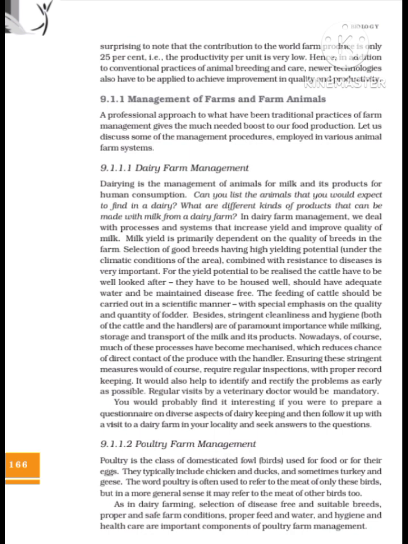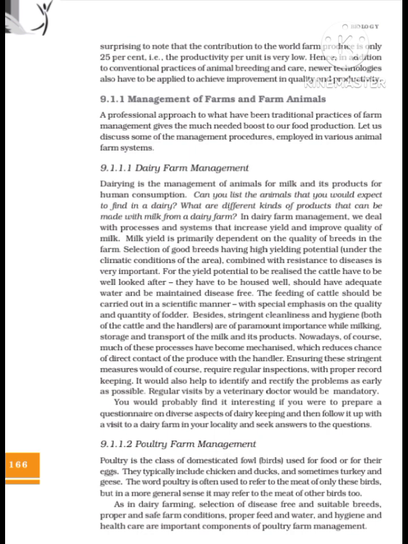9.1.1.2 Poultry farm management. Poultry is the class of domesticated fowl, birds, used for food or for their eggs. They typically include chicken and ducks, and sometimes turkey and geese. The word poultry is often used to refer to the meat of only these birds, but in a more general sense it may refer to the meat of other birds too. As in dairy farming, selection of disease-free and suitable breeds, proper and safe farm conditions, proper feed and water, and hygiene and health care are important components of poultry farm management.